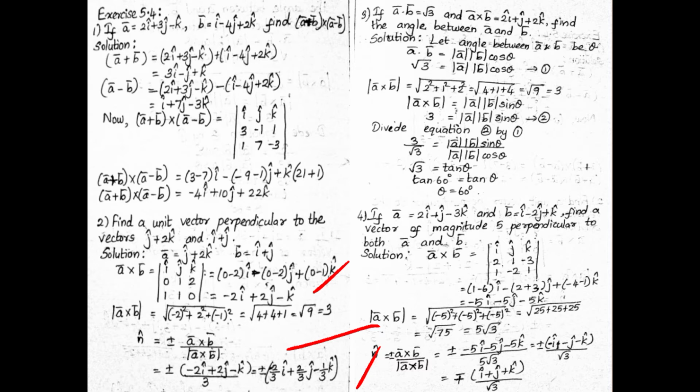Third problem: if a vector dot b vector is equal to root 3 and a vector cross b vector is equal to 2i plus j plus 2k, find the angle between a vector and b vector.